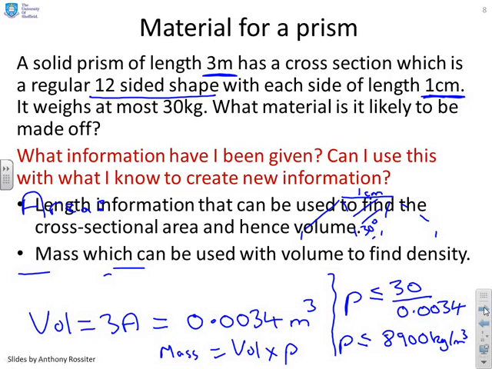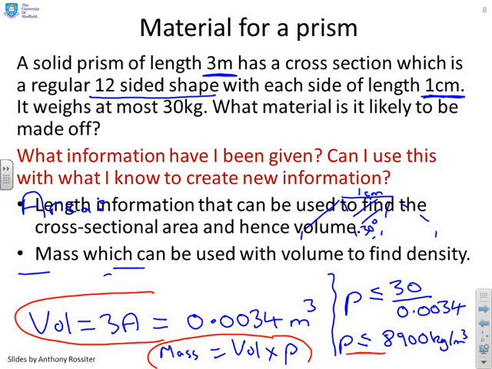So you see what I'm doing here, okay? I'm bringing in common knowledge, things that I know. What's the formula for mass? Down here. What's the formula for volume? What's the formula for cross-sectional area? And I'm combining that with things that I know to work out something different. And what I've got now is the density must be less than 8,900.